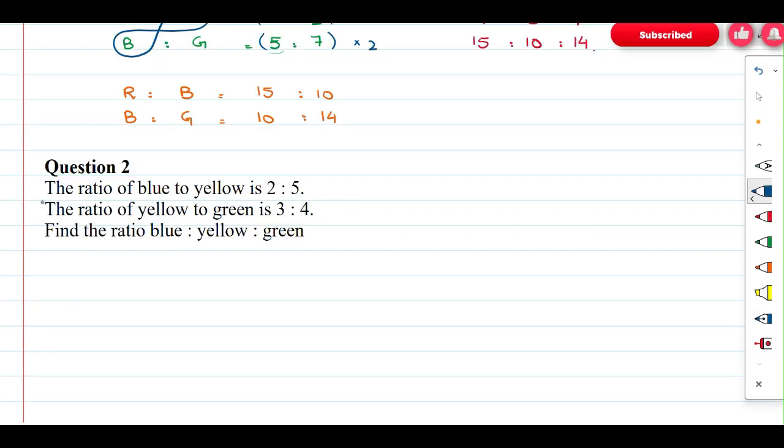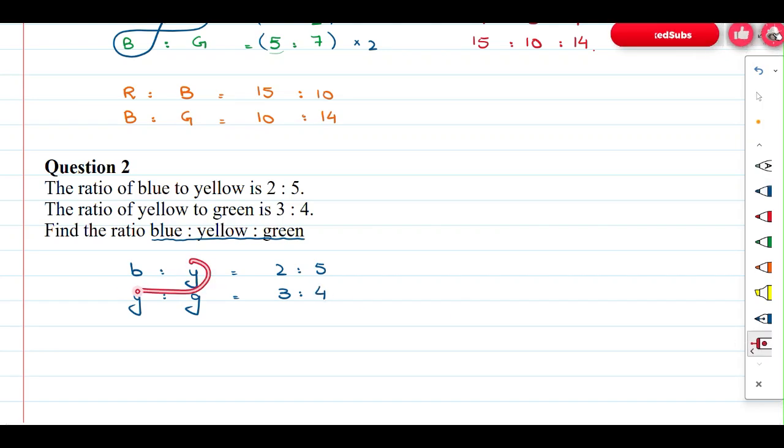Now there is another question. The ratio of blue to yellow is 2:5. The ratio of yellow to green is 3:4. Find the ratio of blue, yellow, and green. So I'm taking B for blue, Y for yellow, and that is 2:5. And again Y for yellow and G for green, and that is 3:4.